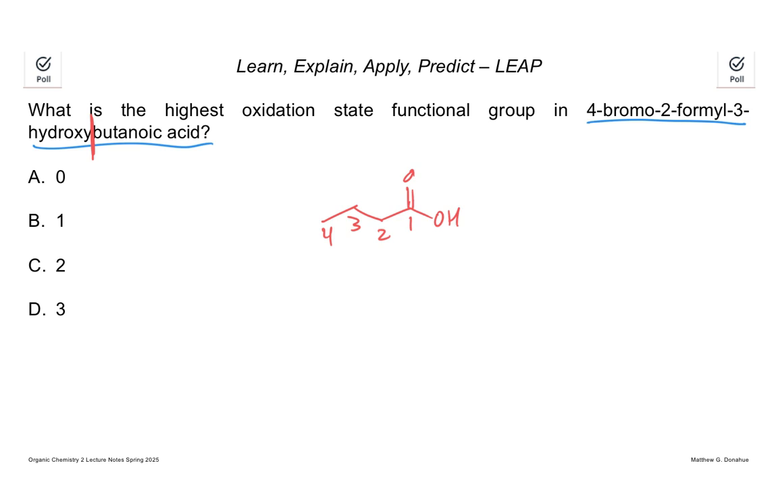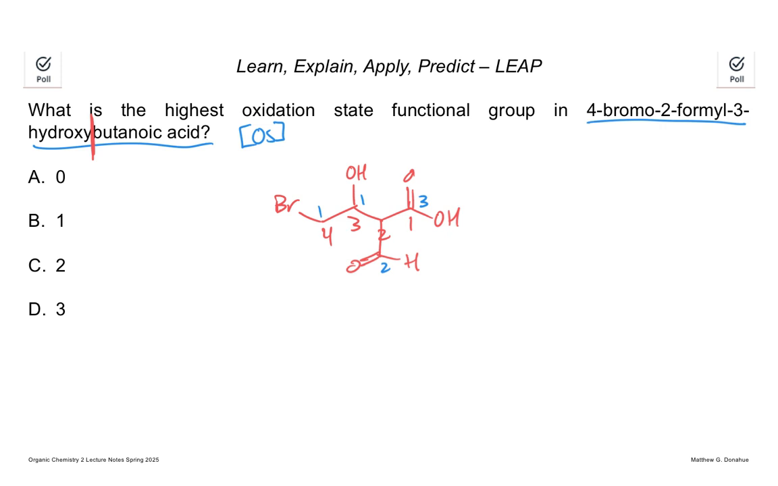So carbon 4 has a bromine. Carbon 2 has the formyl group, that's the aldehyde. And then carbon 3 is hydroxy. So again, in blue, the oxidation state numbers, this was 3, 2, 1, and 1.